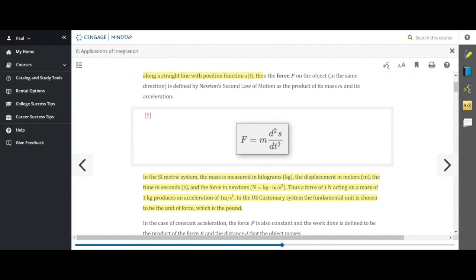Now in the US system, the fundamental unit of force is pounds. So pounds is a unit of force.